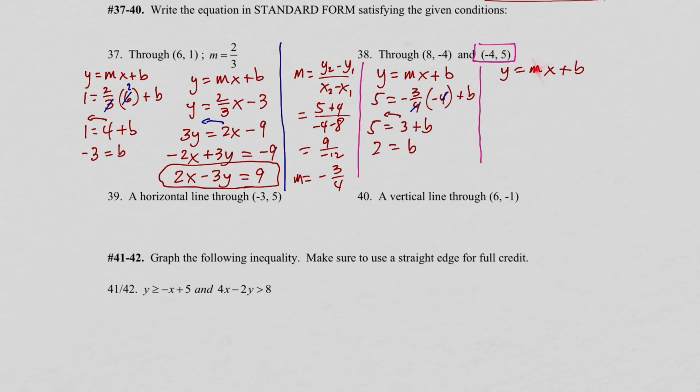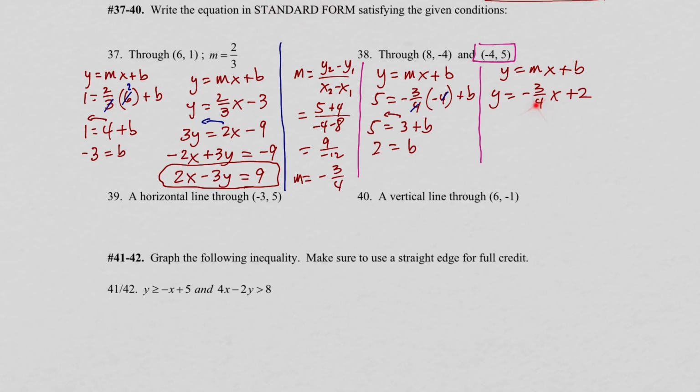Now we solved our m, that was here, and we solved our b, that was there. So let's write that. Y equals negative 3/4 x plus 2. That's a positive 2. This is slope-intercept form, and we'd be done except that we need it in standard form.